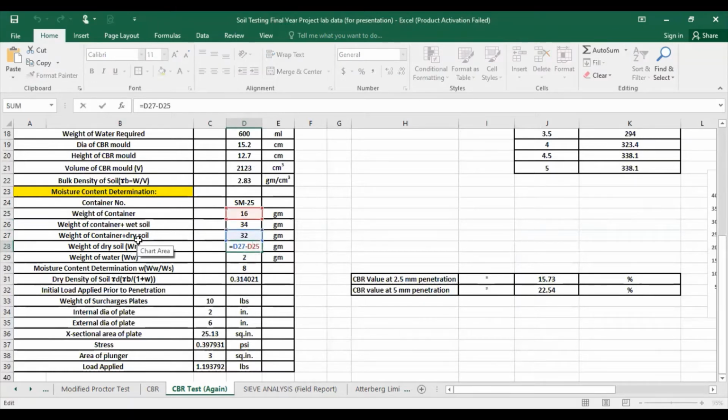So how is it calculated? We have to subtract the weight of the container from the weight of container plus dry soil. Then we will get the weight of dry soil.